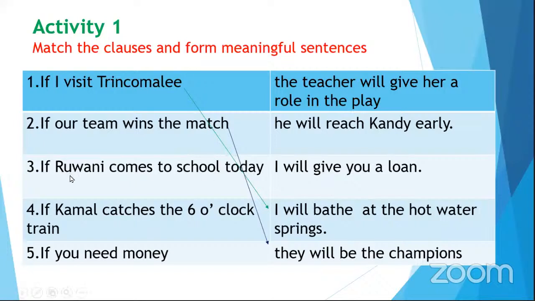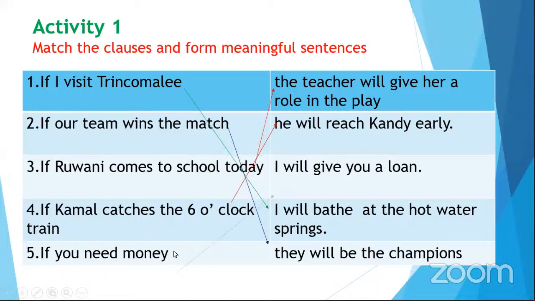Right, next one. If Ruani comes to school today, what will happen? Can you tell me the answer, dear students? Well, you must have guessed this answer. The teacher will give her a role in the play. A role, like a character, a role in the play. Next one. If Kamal catches the 6 o'clock train, what is the result? He will reach Kandy early. This is the answer. Last one.